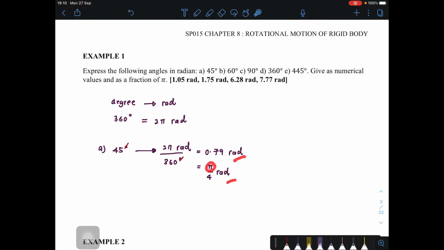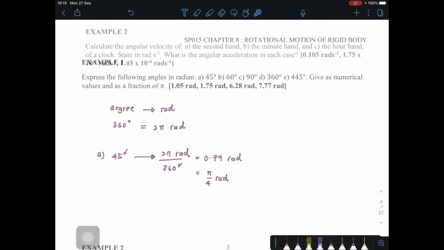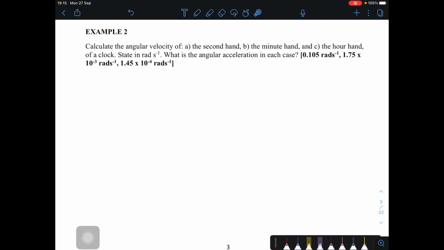So kedua-duanya diterima. Okay, so for question B until E, you can do it on your own because it's the same thing. Okay, next one, example 2. Calculate the angular velocity of the second hand, the minute hand, and the hour hand of a clock, set in radian per second. And what is the angular acceleration in each case?